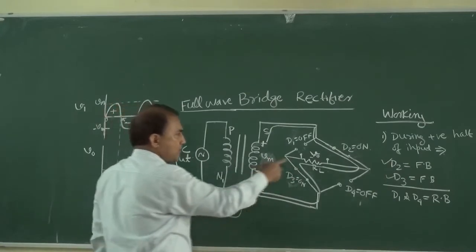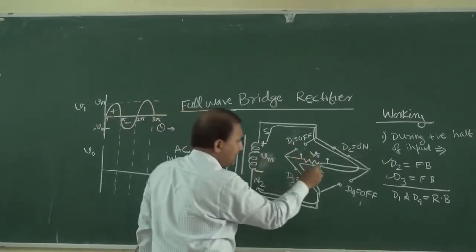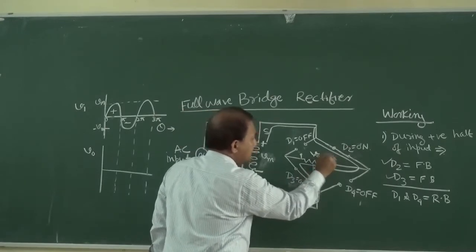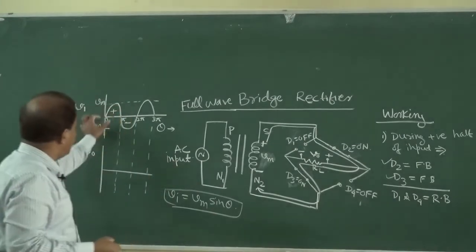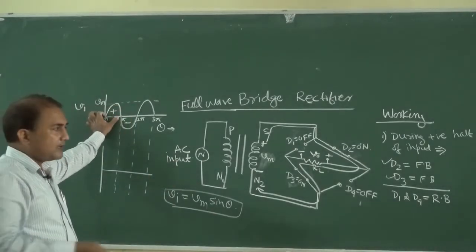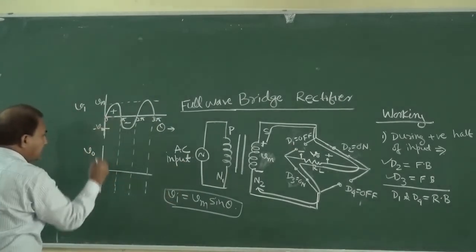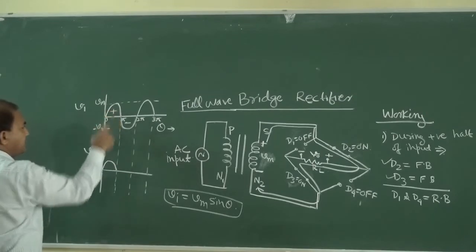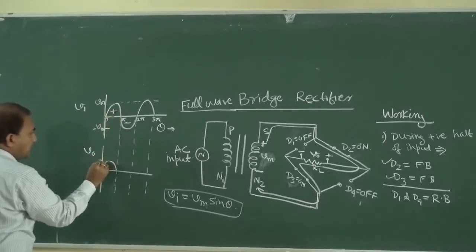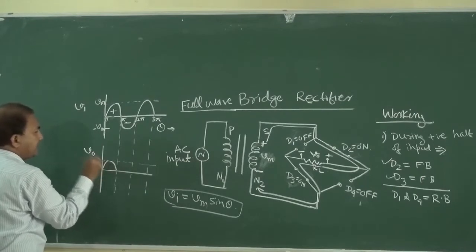So what will be the polarity of V0 across RL? Here it is plus and here it is minus. This is in the positive half cycle. So the output will be equal to the input. Again, here it is Vm.